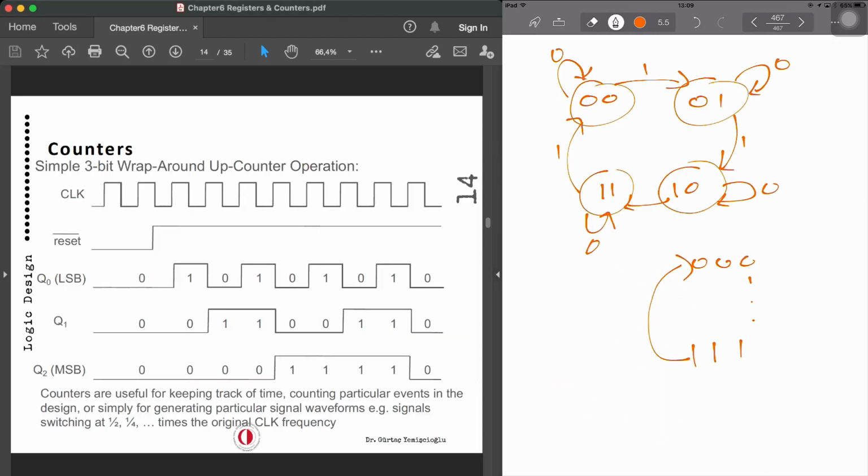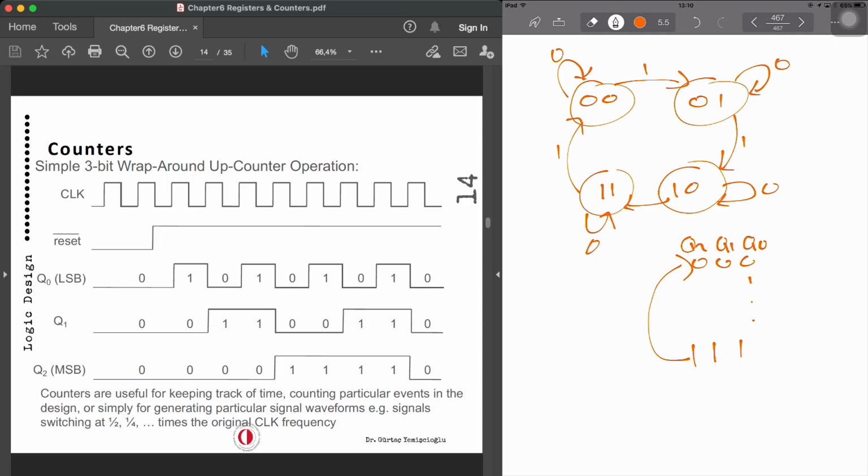Now, the clock is working, a train of pulses. Again, we have got an asynchronous reset. When it is 0, it's activated. When it is 1, it's not activated. That's why it's active low. Now, Q0, Q1, and Q2. So we have got 3 bits. Let's say this is Q2, this is Q1, and that's Q0.